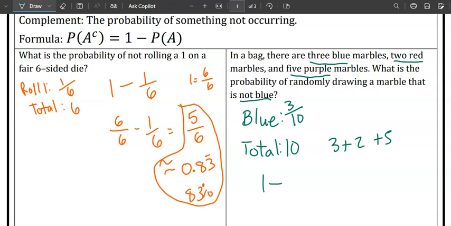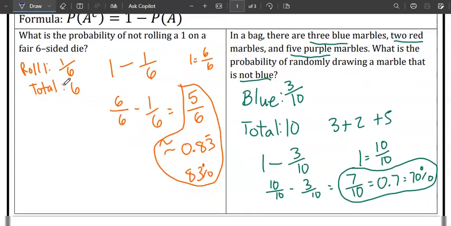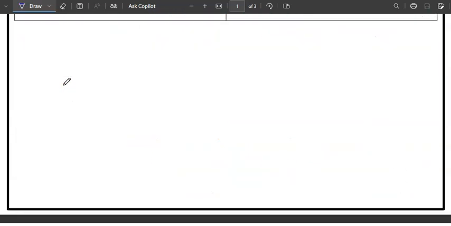We're going to have 1 minus 3 out of 10. 1 is the same thing as 10 over 10. 10 over 10 minus 3 over 10 equals 7 out of 10. 0.7, also known as 70%. Let's look at the next page.